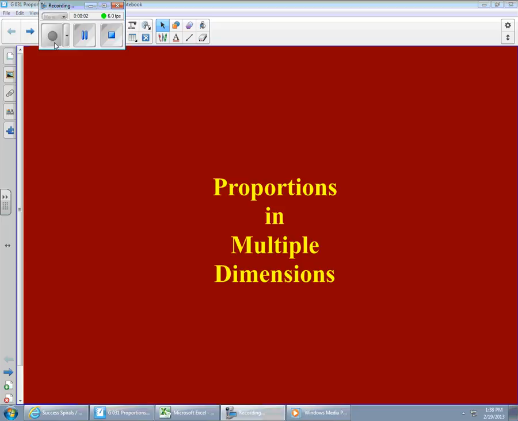All right, we're going to take a quick review, look back at solving proportions in multiple dimensions. I'll explain it a little bit more than is in the lesson, but you may need to have a look back at your notes if this lesson is completely foreign to you. You may want to look back at your notes.